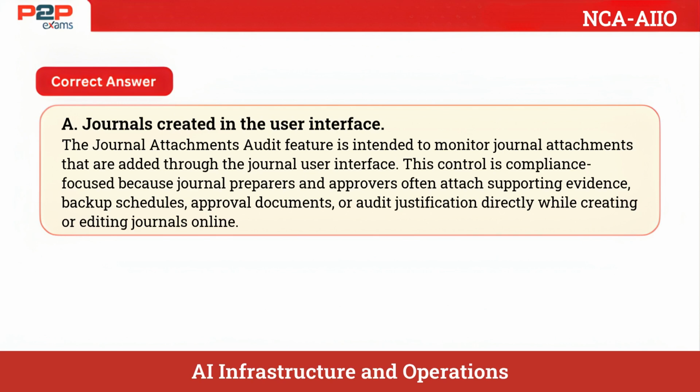The correct answer is A. Journals created in the user interface. The Journal Attachments Audit feature is intended to monitor journal attachments that are added through the journal user interface. This control is compliance-focused because journal preparers and approvers often attach supporting evidence, backup schedules, approval documents, or audit justification directly while creating or editing journals online.